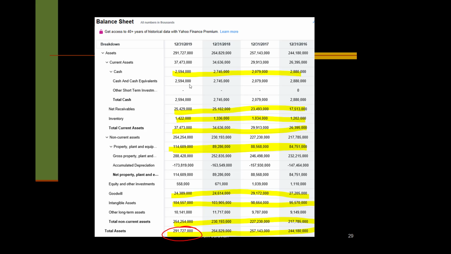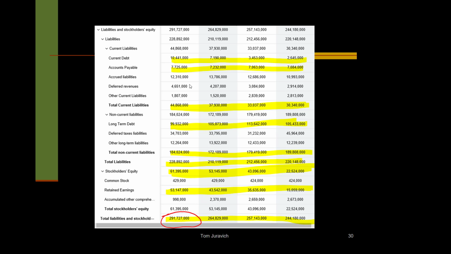So here what we've seen is actually a drop in goodwill over time here at Verizon and a slight rise in intangible assets. But at the bottom of the page, in terms of total assets, we've seen that they have steadily risen from 244 in 2016 to 291. So let's turn to the liability side.